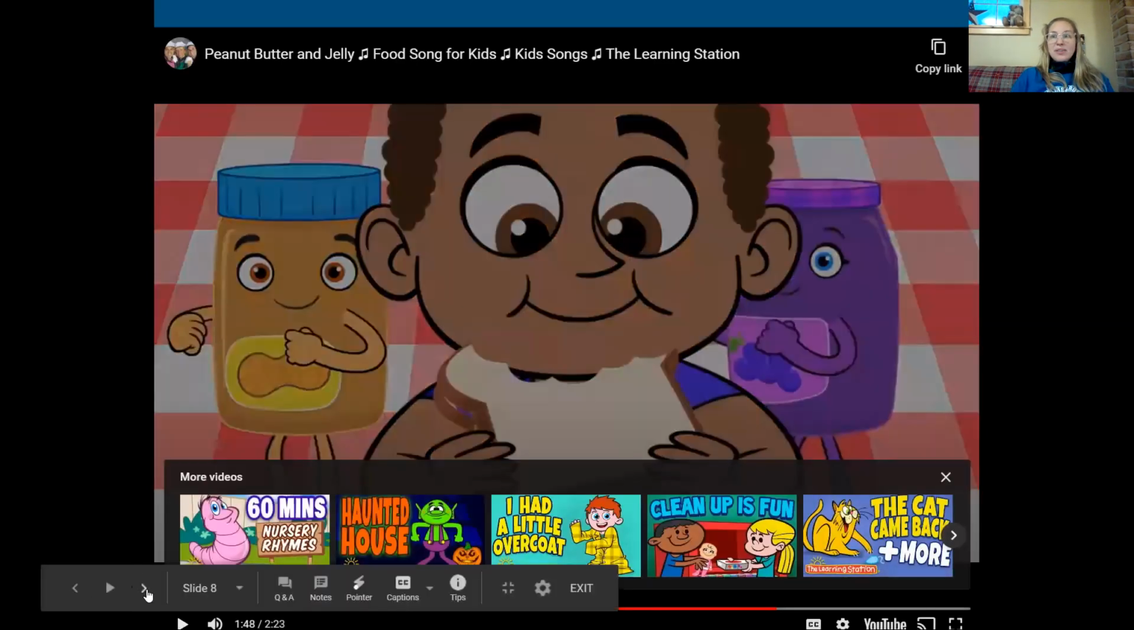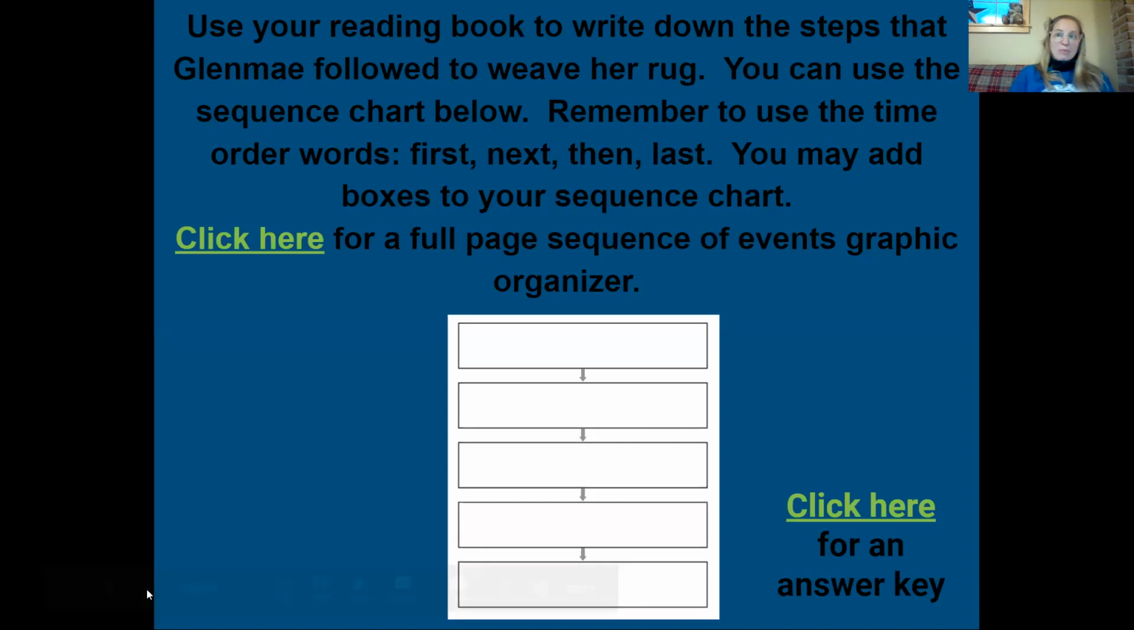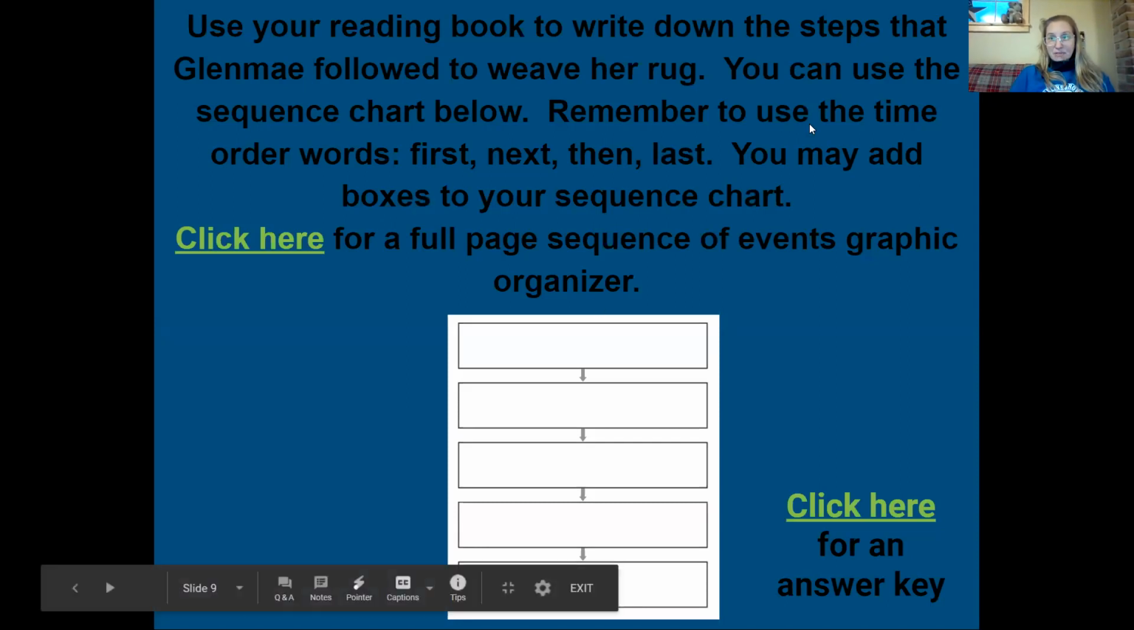Okay, boys and girls, hopefully that gave you a little bit of a brain break to get up and move and dance and to learn some more steps for sequencing an action or an event.